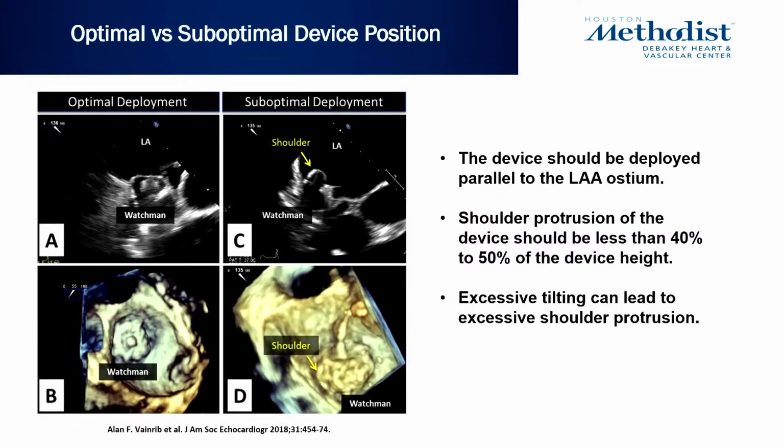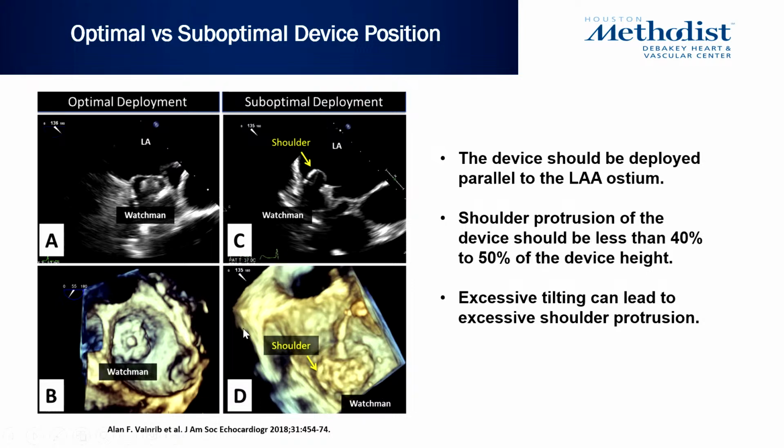And the device should be deployed parallel to the left atrial ostium. So this is an example of optimal deployment. It's parallel to the ostium. Shoulder protrusion of the device should be less than 40 to 50% of the device height. And excessive tilting can lead to excessive shoulder protrusion.